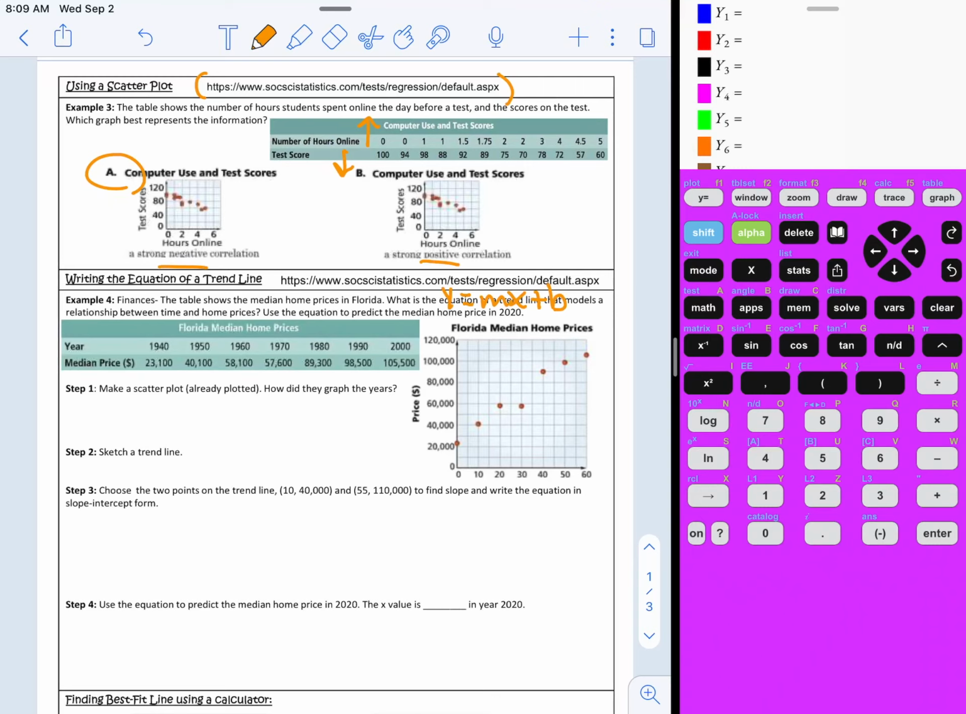Use the equation to predict the home prices in 2020. So like if you were to buy a house today. So we're going to make a scatter plot, which is already done, thankfully. And how did they graph the years? So the years were graphed. Oh, that's very interesting. This down here is the years.